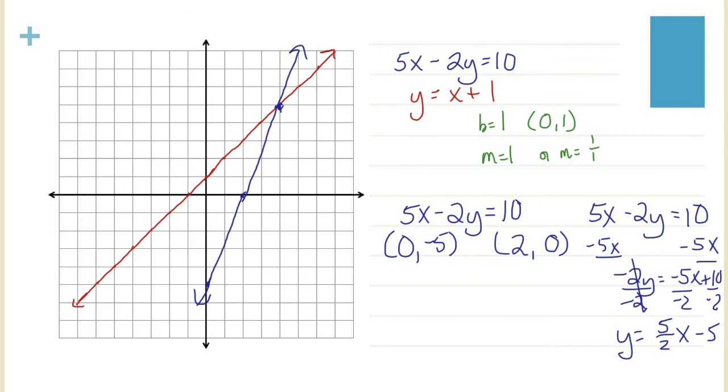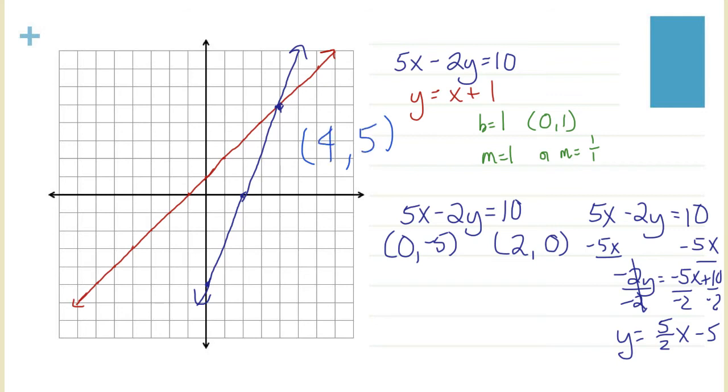If it's easy enough to tell without, and you like doing intercepts, awesome. But if you're unsure, again, always good to have two methods. So what is the solution to this? The solution is going to be an ordered pair, and it looks like it's (4, 5).